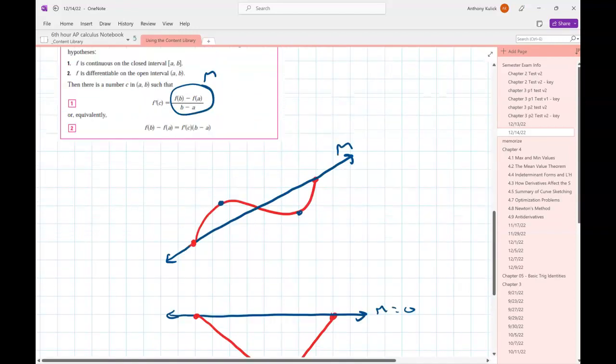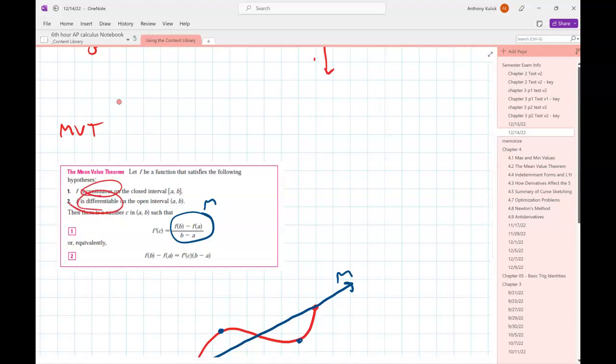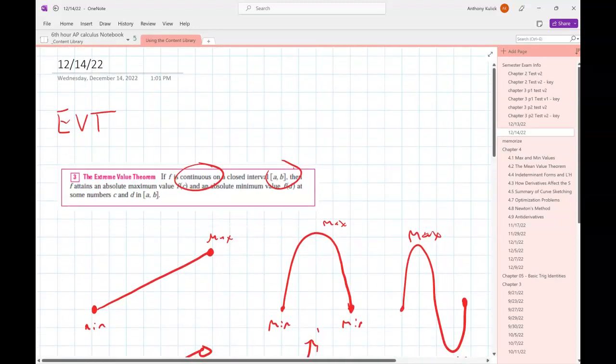So again, for the mean value theorem, it's either going to be we didn't have the continuity or we didn't have the differentiability. There's only two things that can go wrong, right? And for the extreme value theorem, there's again only two things that can go wrong. Either you're not continuous or you're not closed, right? So just trying to figure out which one of those two things we were missing.